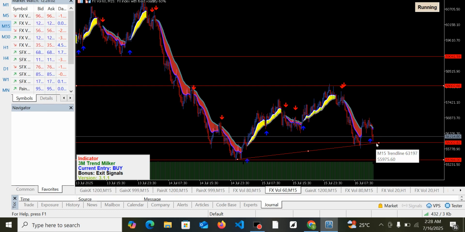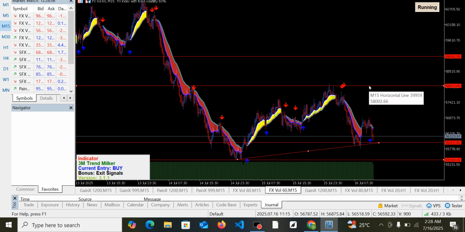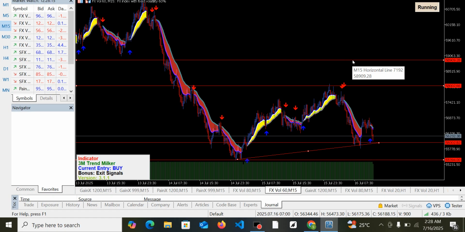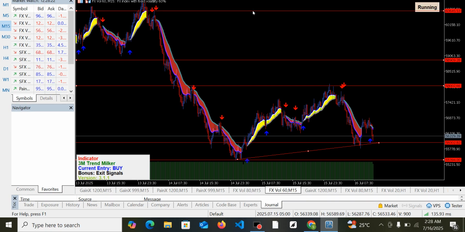If it does not break out from here, then it's going to buy, and we expect it to get to this region. And if it breaks out from here, then it's going to buy more and may likely get to this particular spot also. And if it breaks out from here, then we should expect it around this region. Okay, so this is very, very important.